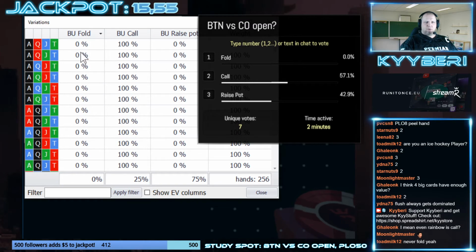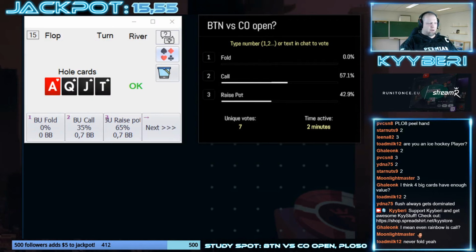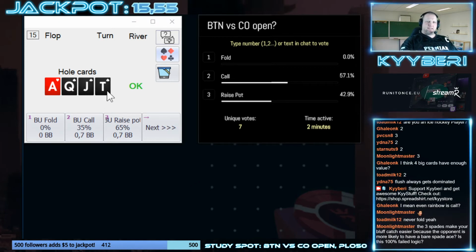Okay, it's never a fold. So even with rainbow, it's a call. And pretty much suited in any way, it's a 3-bet. Wow. As long as it's suited to queen. Wow. I would definitely have undervalued this hand. So if this 10 is any other than spades, it would be 100% 3-bet.